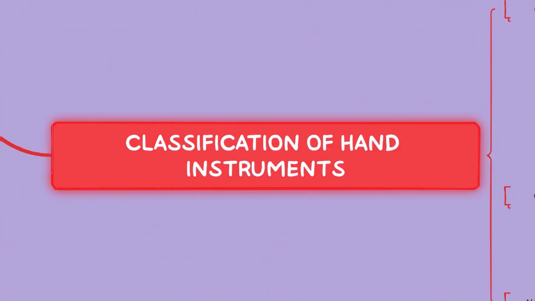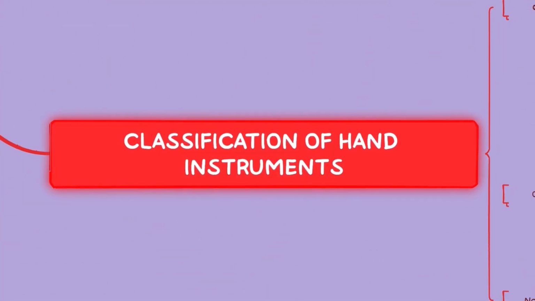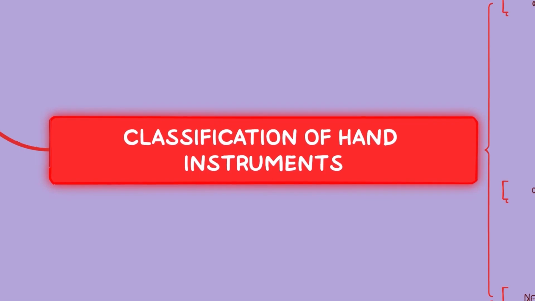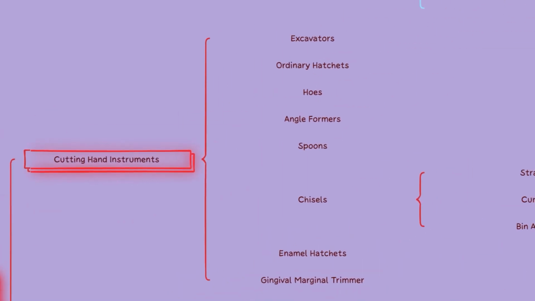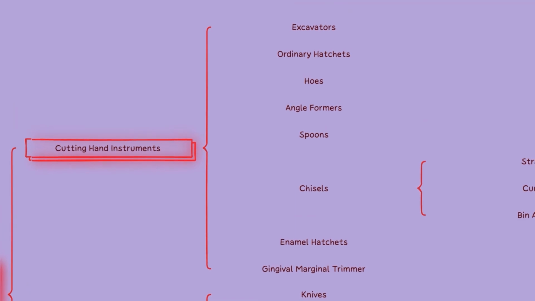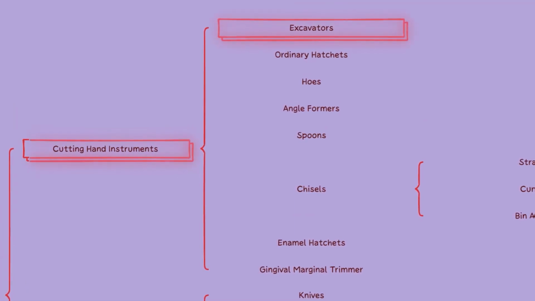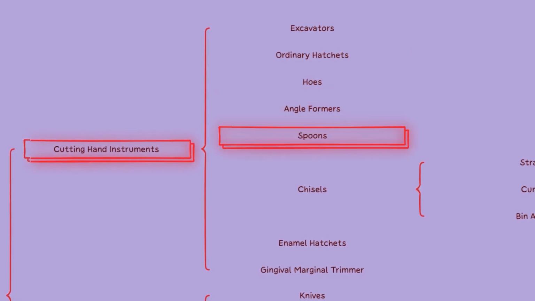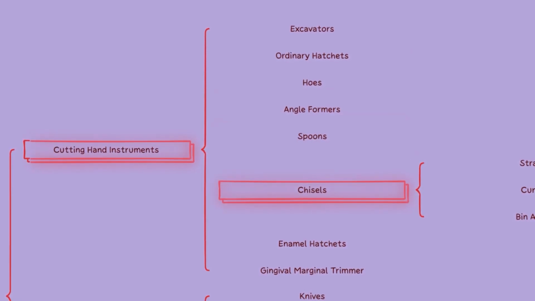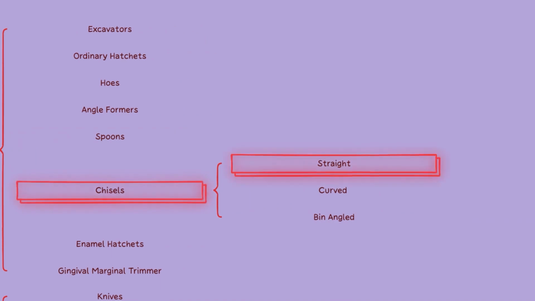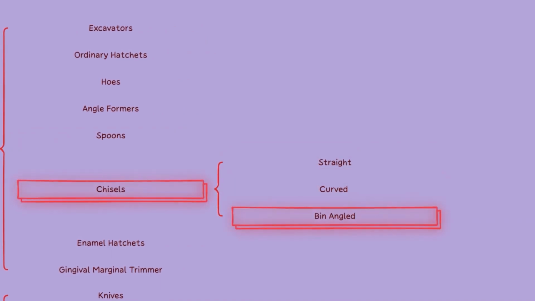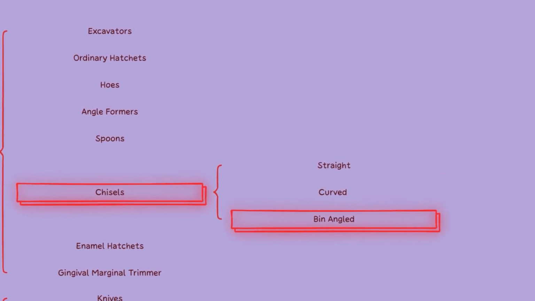Moving on to the classification of hand instruments. Instruments in operative dentistry are broadly classified into cutting and non-cutting instruments. Cutting instruments are those that are used to remove the tooth structure. For example, excavators, hoes, angle formers, spoons, and chisels. Chisels can be subdivided into straight, curved, or bi-angled depending on their angulation.